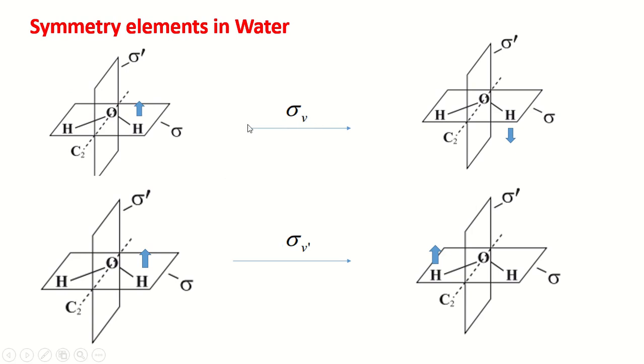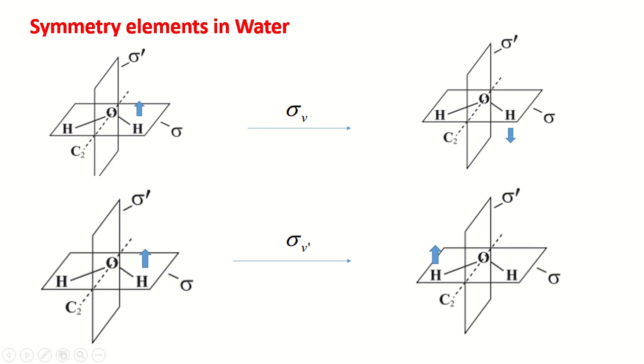Let's see what happens when we apply sigma then C2. Sigma means sigma v, the sigma plane of symmetry. If we apply sigma to this molecule, the result would be like this one. The arrow in the product should be downward, while in the identity it is upward, but on the same hydrogen atom. So this is the result after applying the sigma operation to the molecule.